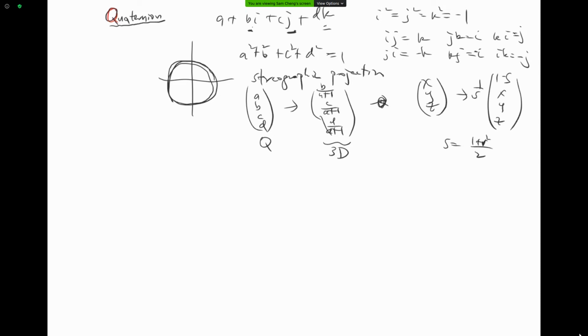And then what I'd like to show this time is one of the most widely used applications of quaternions. Let me first write a quaternion in this form. If I have a unit quaternion, I can write it like this.